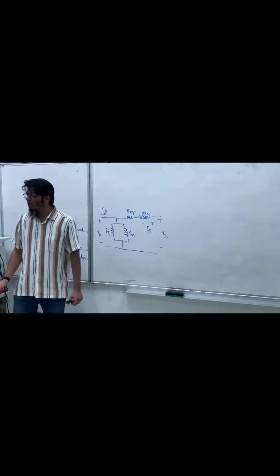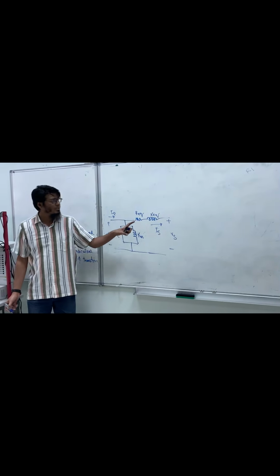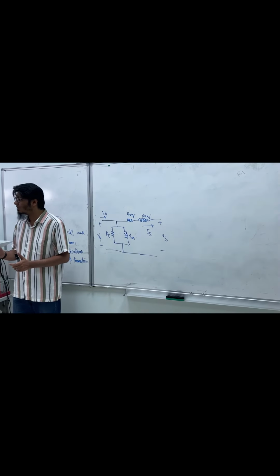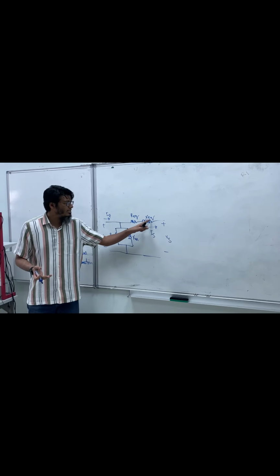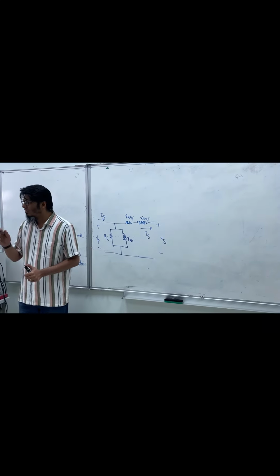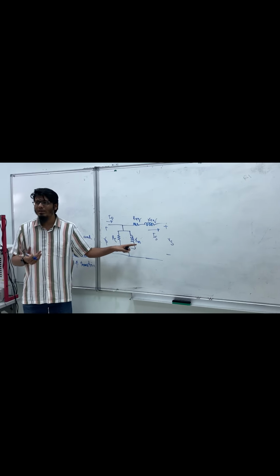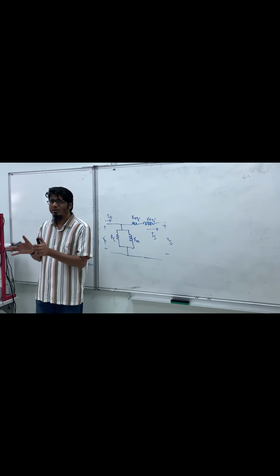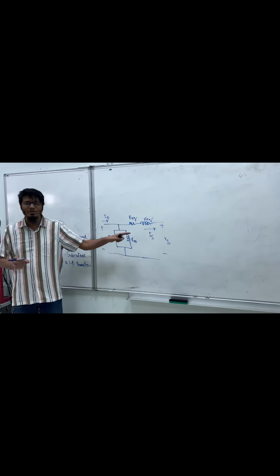Now all of them are actually representing something, because inside this R equivalent we have R primary and R secondary, which represent the copper loss. This X equivalent represents the leakage loss, XM represents the magnetization loss, and RC represents the core loss, which has two parts, hysteresis and eddy current loss. So all of them represent something.